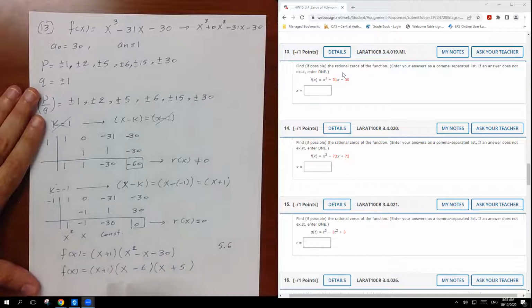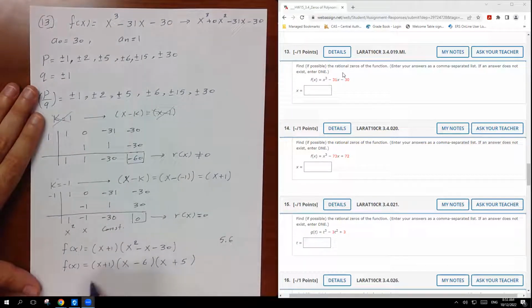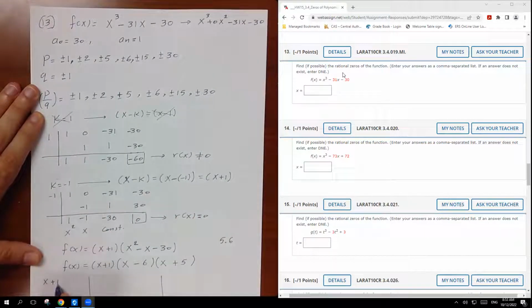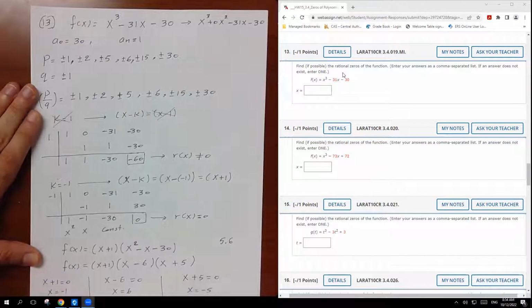So now how many zeros do we have? The actual zeros, not the possibles. We have x plus 1 equals 0, that means x equals -1. The second zero, x minus 6 equals 0, that means x equals 6. And the last zero, x plus 5 equals 0, that means x equals -5.